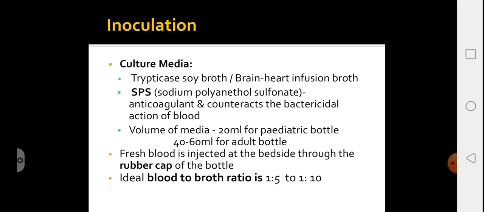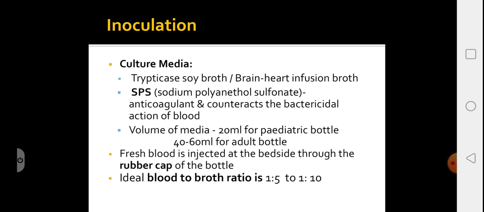What is the culture media used? Usually for other cultures, we inoculate the sample onto solid media. But for blood culture, the blood is collected from the patient and at the bedside, it is inoculated into broth media. The culture media include trypticase soy broth, brain heart infusion broth, or Columbia based broth, etc., and various nutrients are present in this broth.